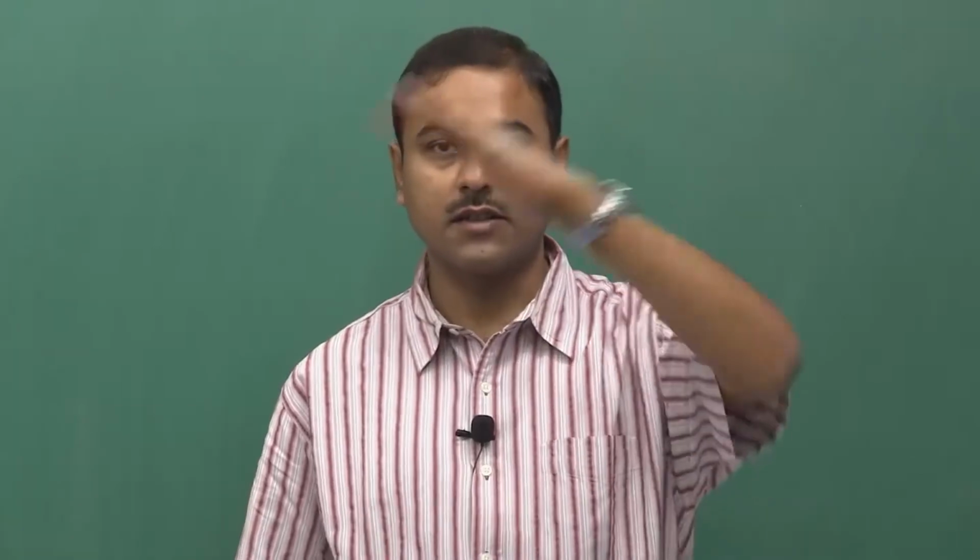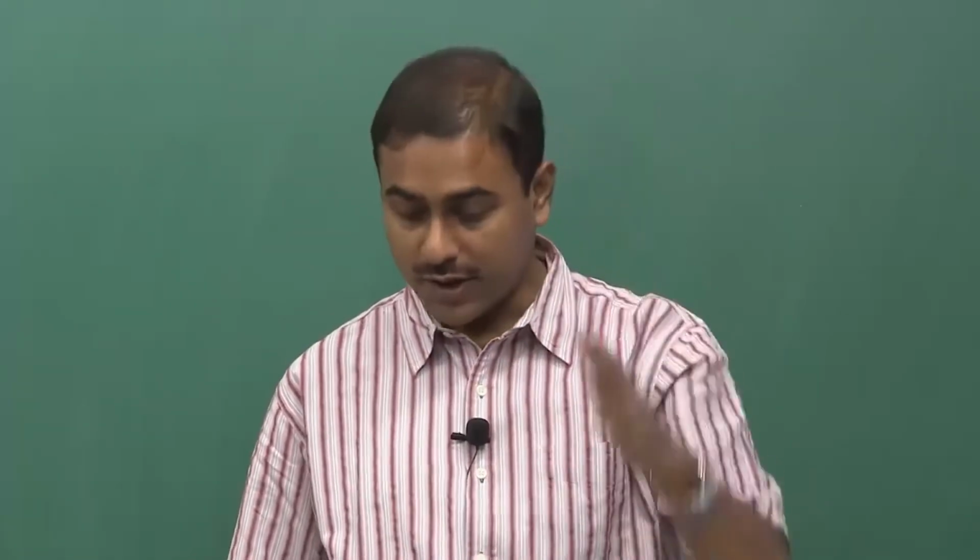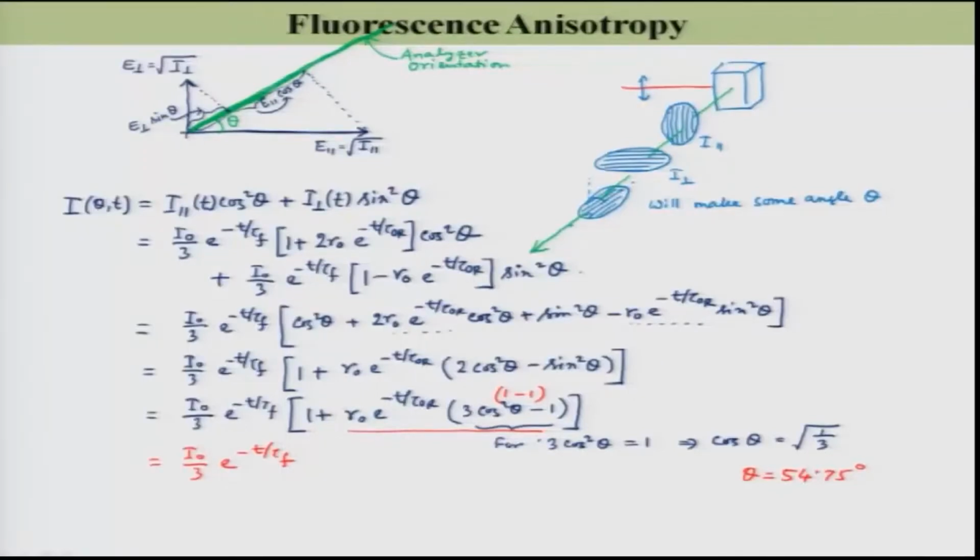like this. This is I parallel, this is I perpendicular, like this. So, in that case, what you are going to get is that this part vanishes, and what you will be left with is I 0 by 3 e to the power minus t by tau f. That means, you will be able to measure the lifetime, otherwise not. You can do another thing.